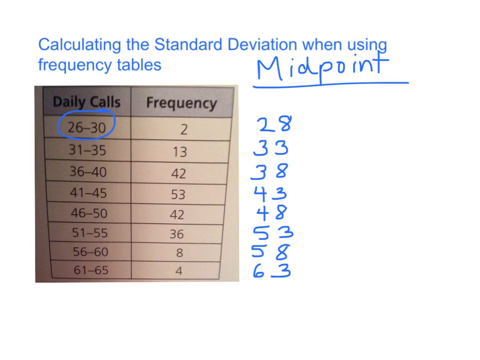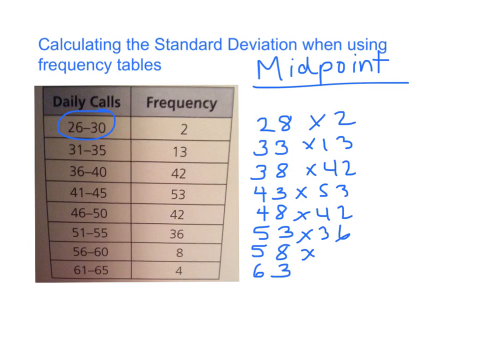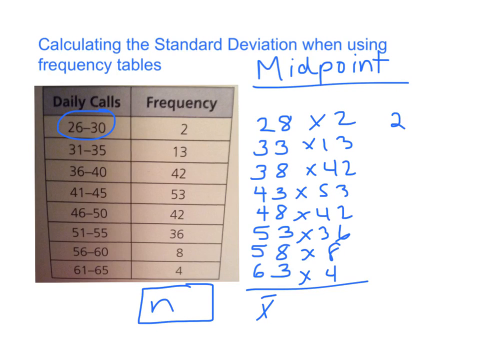So you'd have to take your midpoint and multiply it by your frequency for each of those, and I'll leave you to do that. So this is just a quick look at how you do that. Then you divide by the total number of terms, so that is your n value, and that gives you your x bar. And now, using the midpoint, you do the same thing we did on the other page. So you would do 28 minus your x bar and square it, and so on and so forth, all the way to the bottom. You would add those up, divide by n, and don't forget to take the square root.